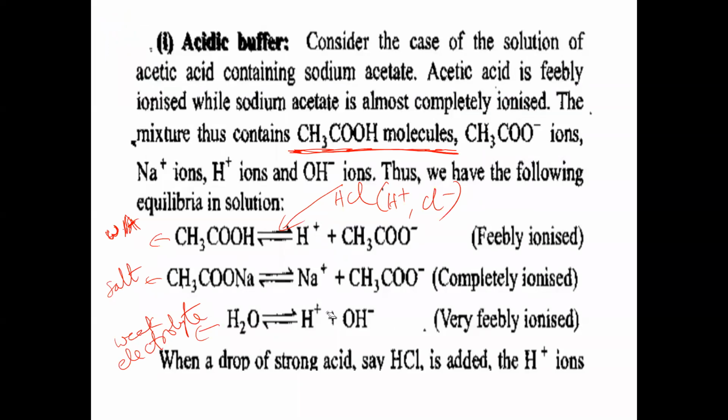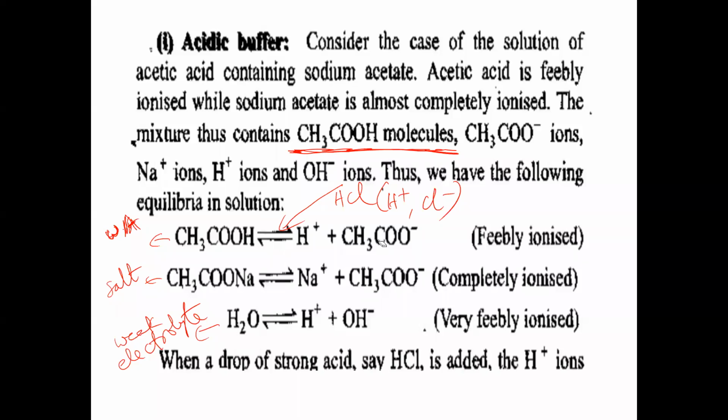To this acidic buffer mixture, we are adding what? A strong electrolyte like a strong acid. Acid is added to acidic buffer. When acid is added to acidic buffer, H plus ions given by the acid combine with the acetate ions to form back acetic acid. Backward reaction takes place. And here, the salt is furnishing what? Acetate ions. The acetate ions furnished by the salt will also act as common ions to these acetate ions.